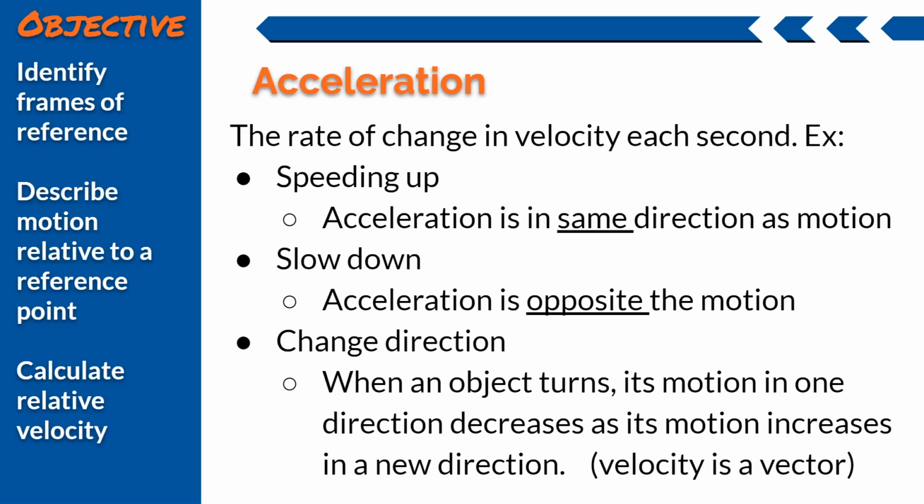Okay, changes in direction, again, when an object turns, its motion in one direction will decrease as its motion in another increases, and again, velocity is a vector, so that is going to mean that you're going to have acceleration occurring when you have a change in direction. Again, when we put some numbers to it and some examples and some graphs, I think all of this, especially if you're a visual person, will be a little bit easier to understand. If you're not, it might make it harder, but we have to know how to do the graphs.